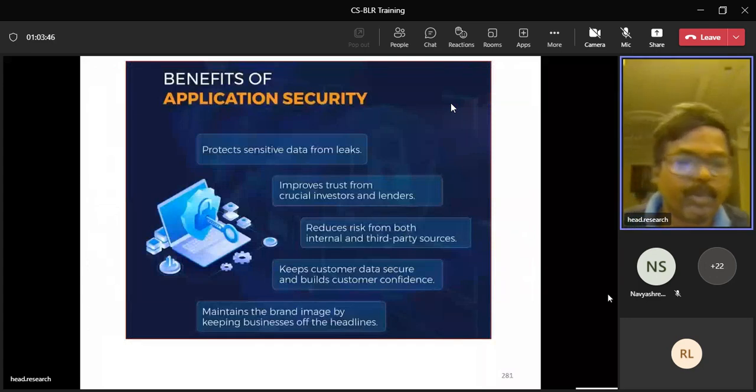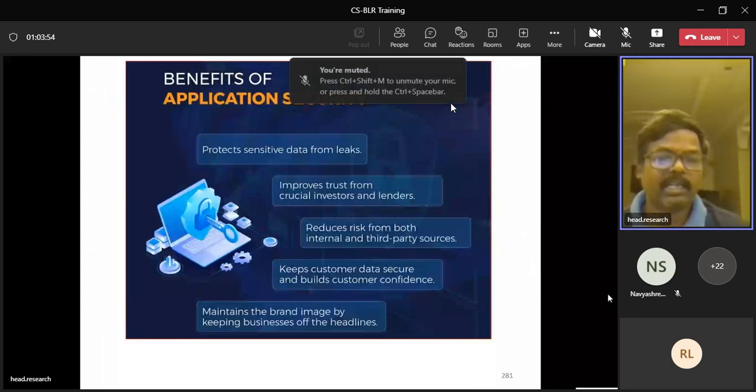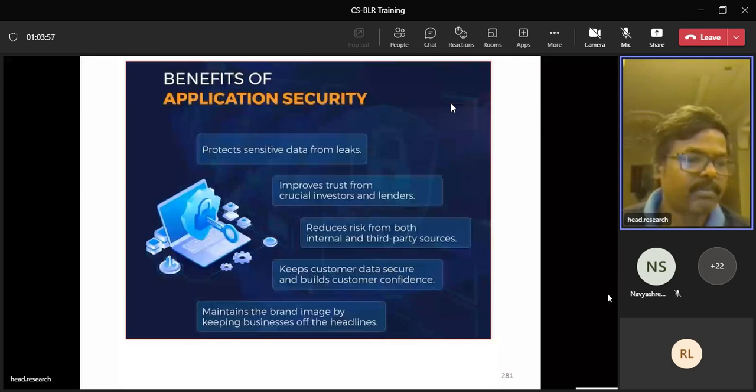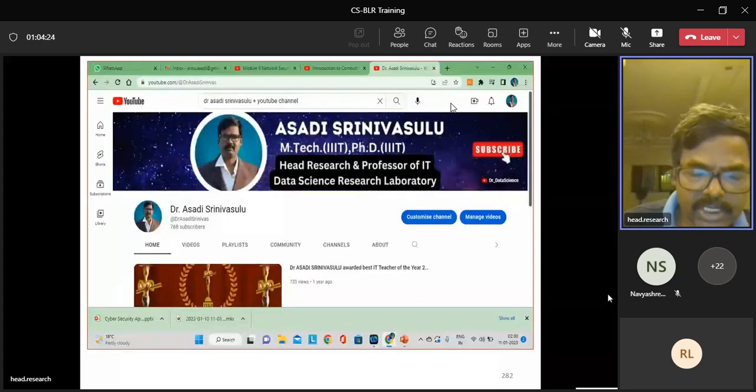A few more benefits: protects sensitive data from leaks, improves trust from crucial investors and lenders, reduces risk from both internal and third party sources, keeps customer data secure and builds customer confidence, and maintains the brand image by keeping the business off the headlines. These are the various benefits of application security. So with this, I am closing the theory session for application security.